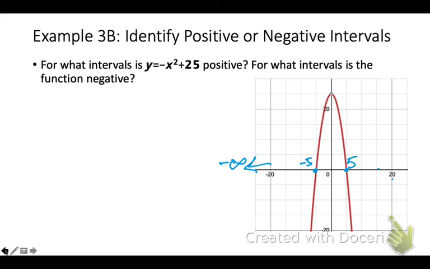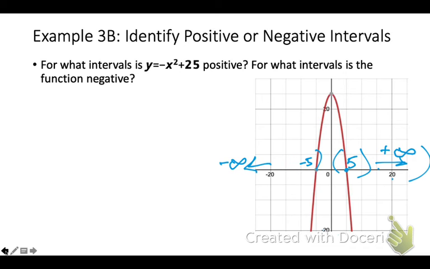So this is negative infinity. This is what over here? Positive infinity. So I'm going to show you. Here's my intervals. Look here. Interval, interval, interval. Do you see it? Does that help you see those intervals? Let me do it again.